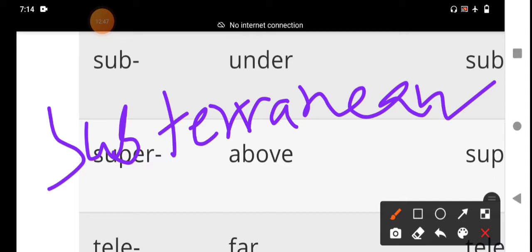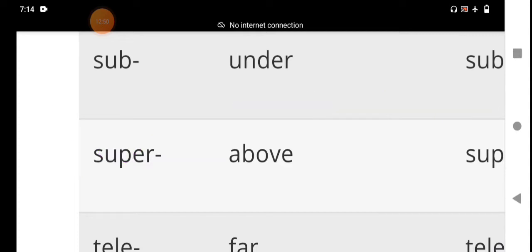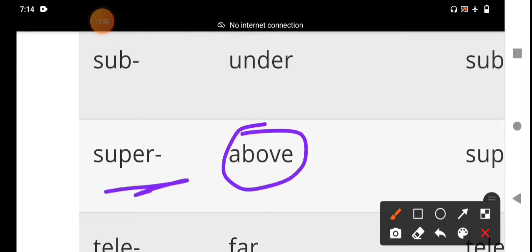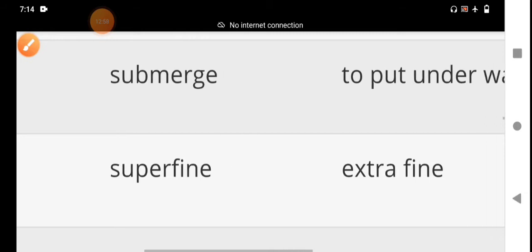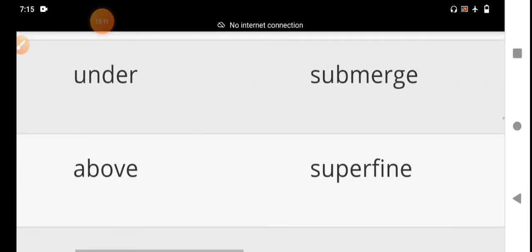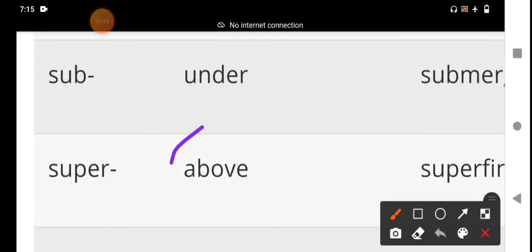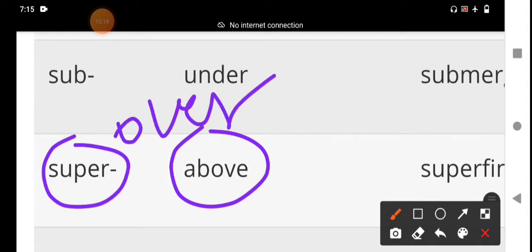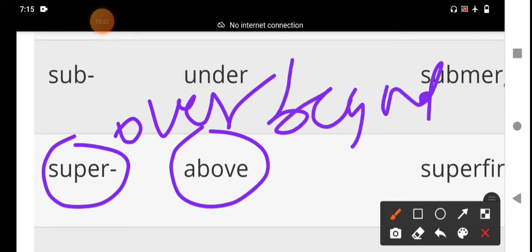What is the next word? Super. What is the meaning of super? It means above. Super fine means extra fine. Your work is super fine. Your talent is super fine. Your project work is super fine. Extra fine. That means super means above. It is the root word. Super means above, over or beyond.